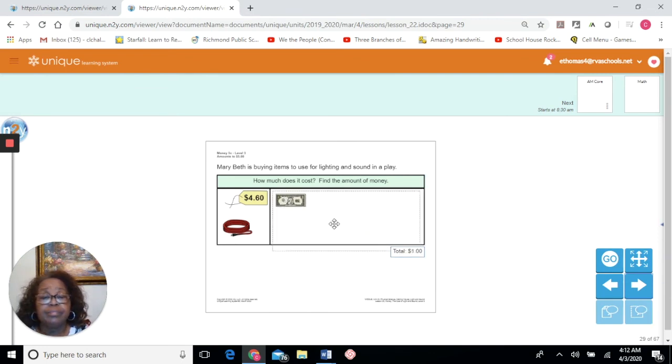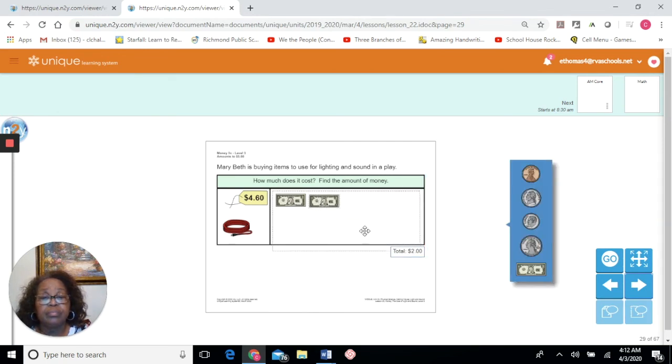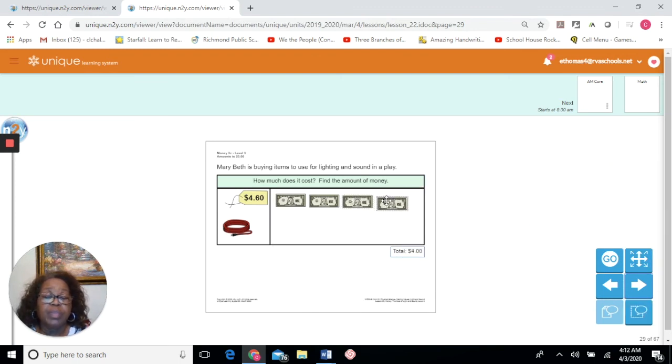1, 2, 3, 4. $4. And the decimal point says and 60 cents. Now, we learned a little while ago that we can use our fingers to figure out dimes. That's really easy. Let's see how many dimes we'll need, because for 60 cents, we can skip count by 10.